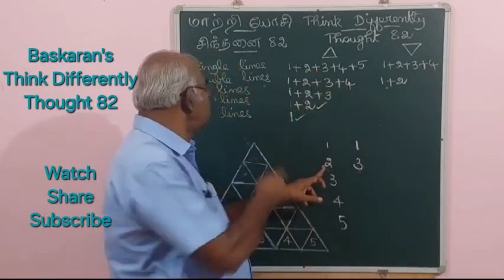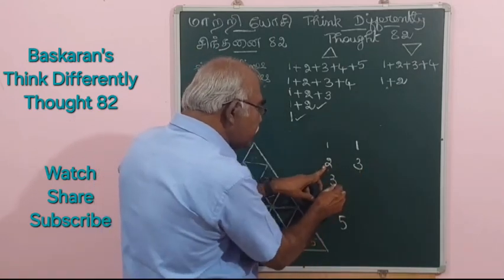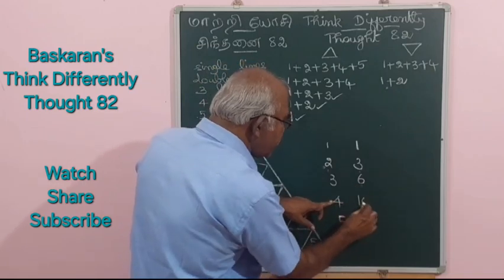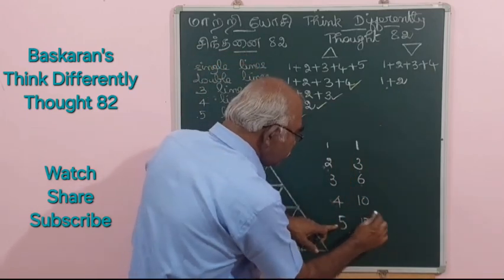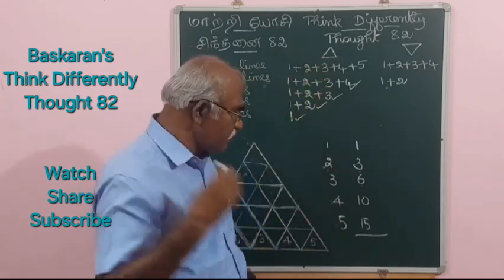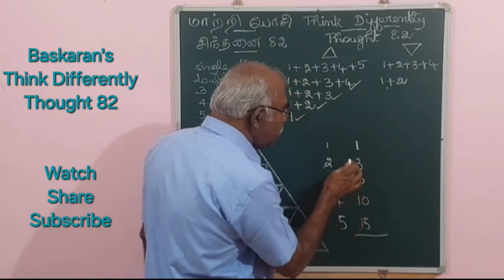You get number of triangles in 4 lines. Similarly, you consider 3 plus 3, 6. You get this. 6 plus 4, 10. Then 10 plus 5, 15. So this way you get all the upward triangles. Now take the sum. 15, 25, 31, 34, 35.